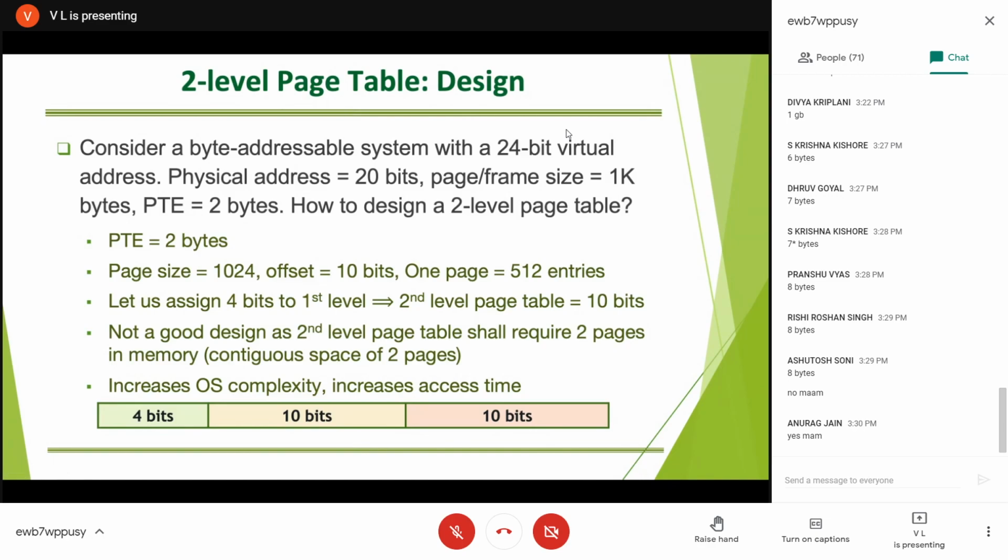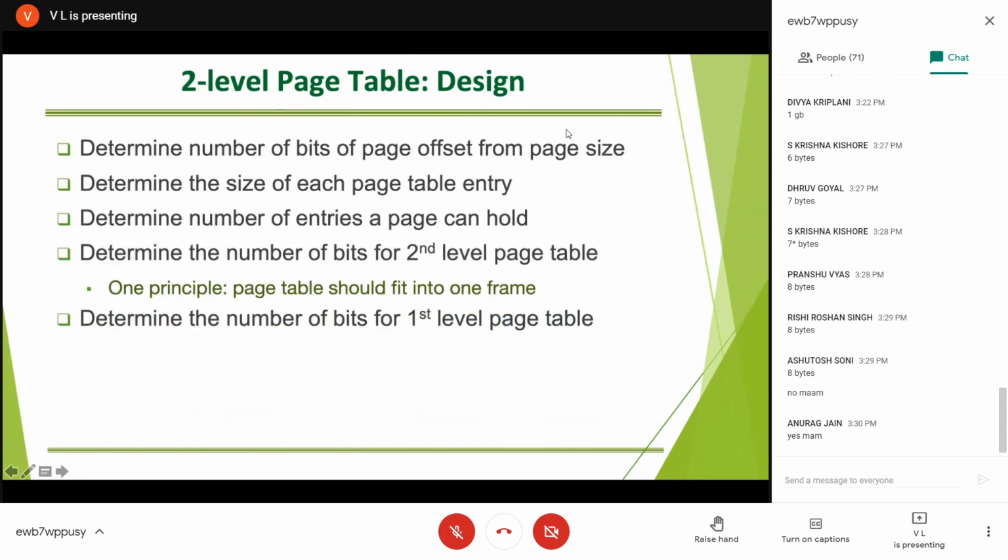And now the operating system has to do a bit more calculation to find out whether the first page or the second page of the page table will have the entry. So slightly the computation will increase. So the idea was that we will reserve only one page for the inner level page table. So this is how you divide it. This is the principle that we use, that the inner page table should fit into one frame. That is as far as the second level page table is concerned.